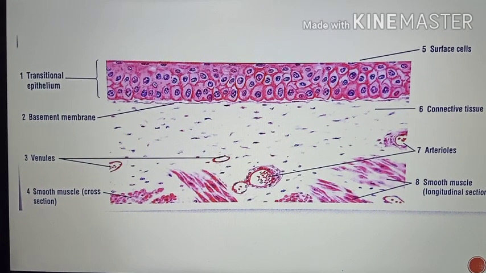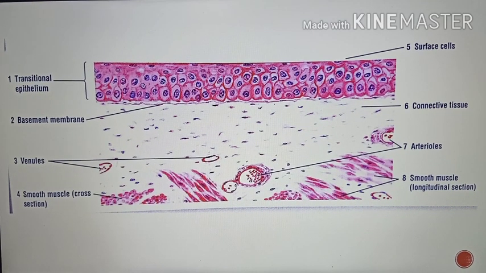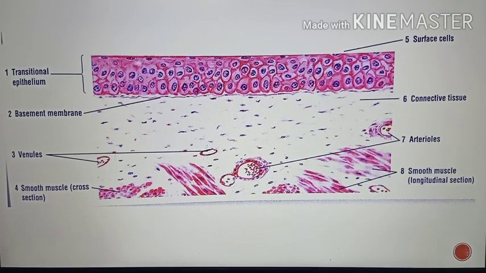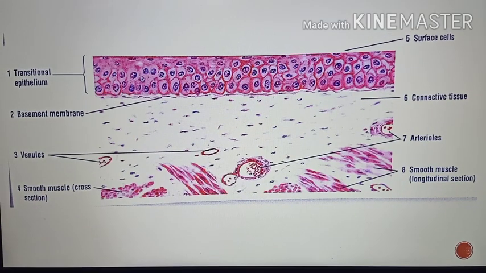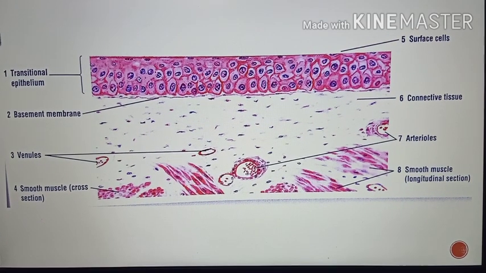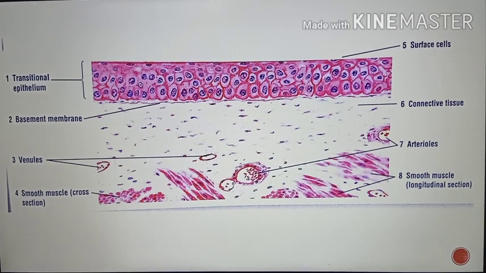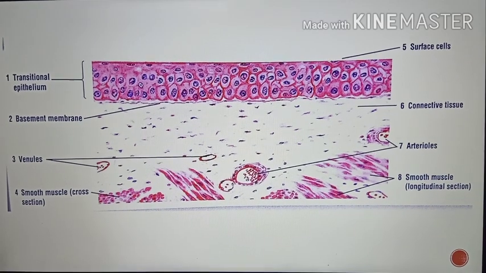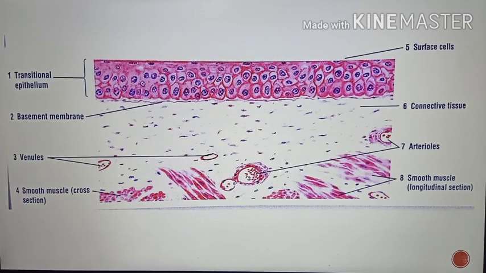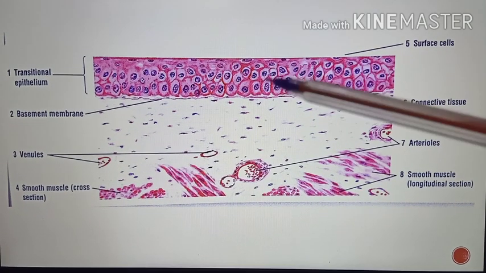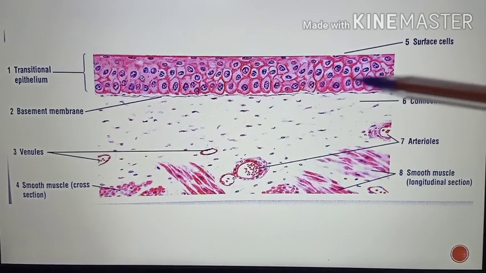The change in the appearance of cell shape in the transitional epithelium are due to the unique thickened regions in the plasma membrane of superficial cells which are called as plaques. So these plaques are in turn connected to the interplaque regions. So in the relaxed empty bladder, what we saw, there was presence of mucosal folds. Whereas here in the stretched state you can see there is absence of mucosal folds.